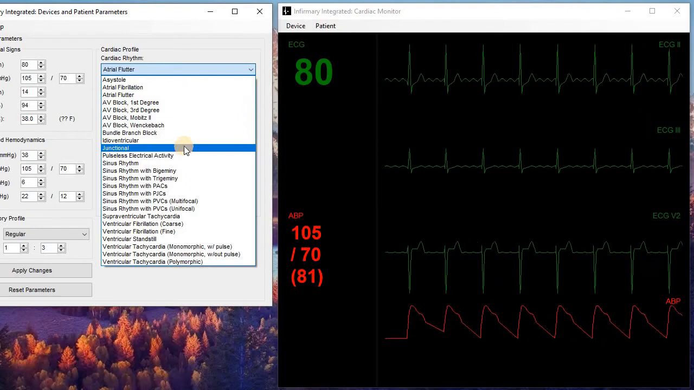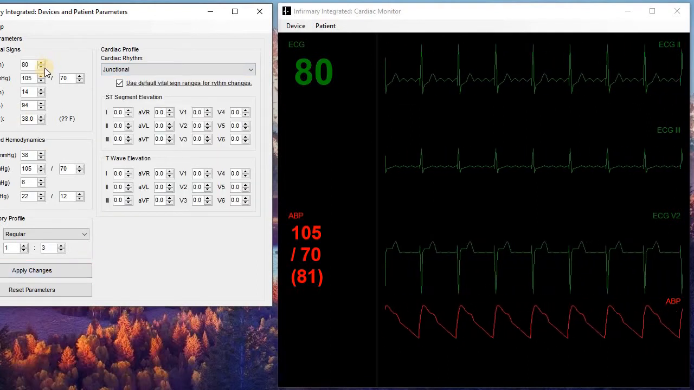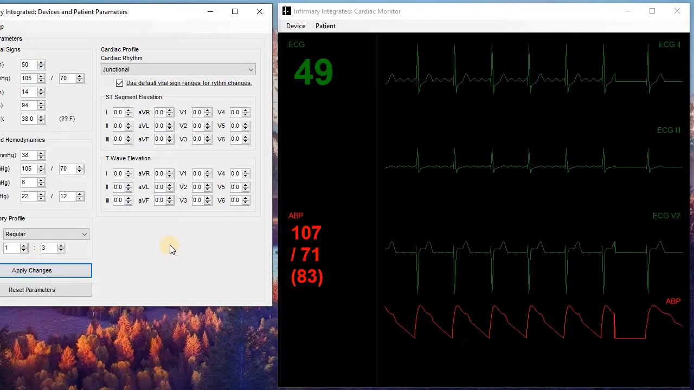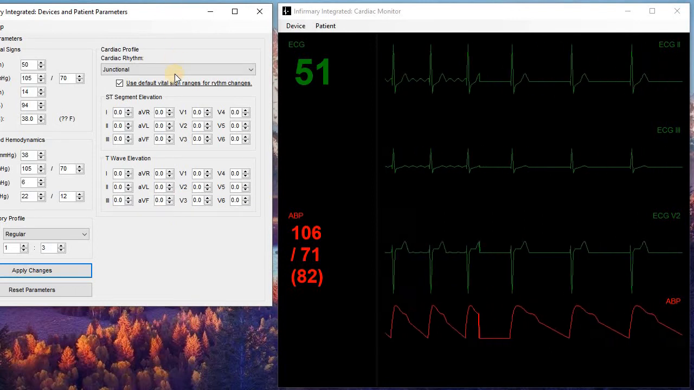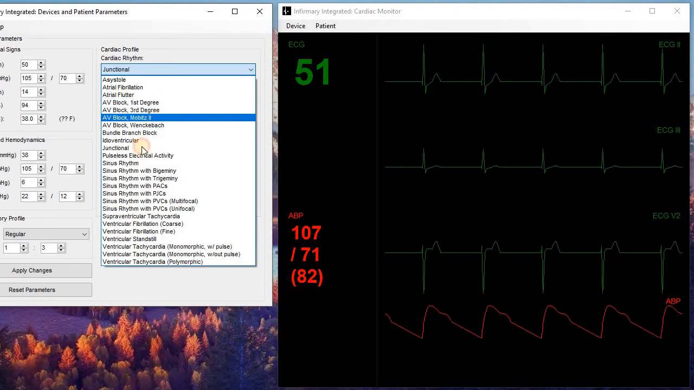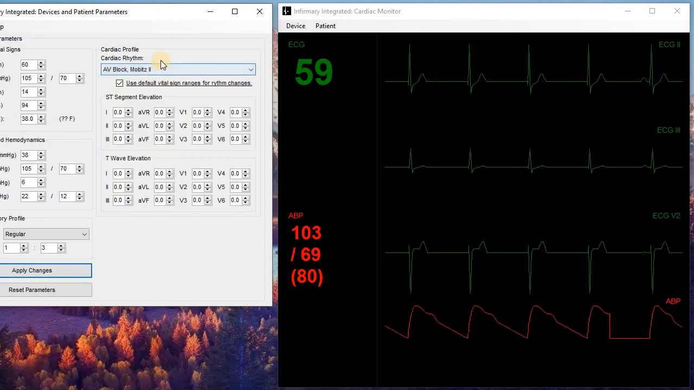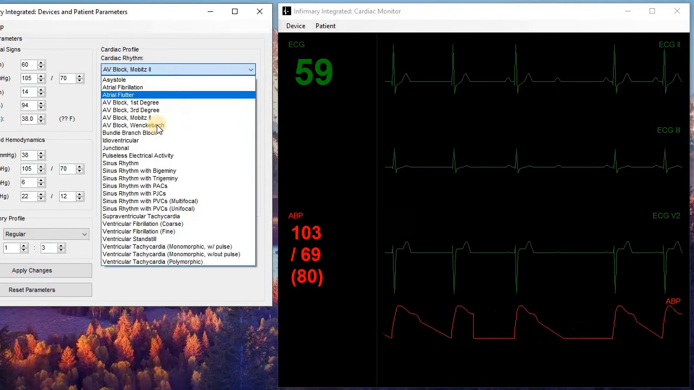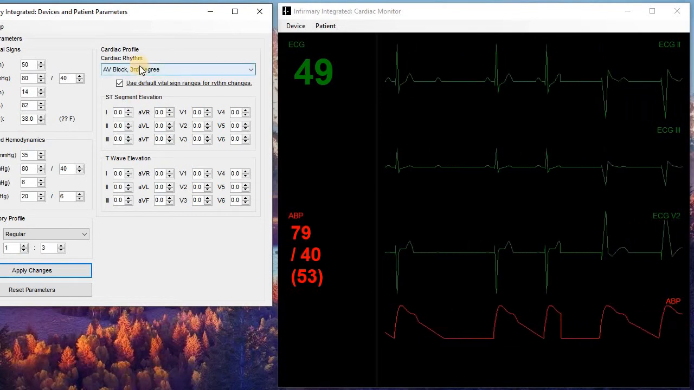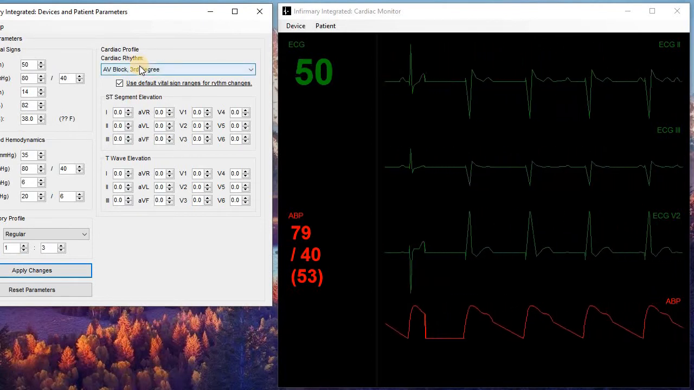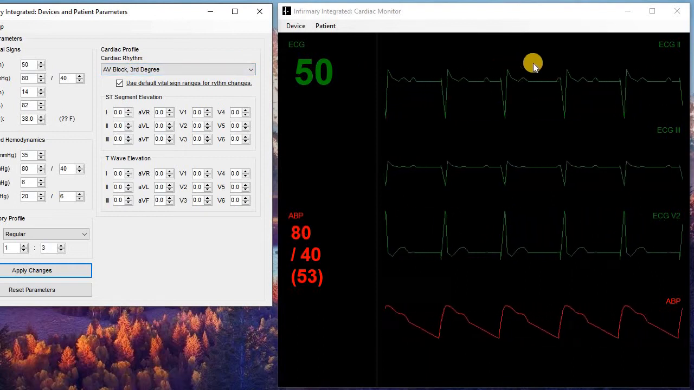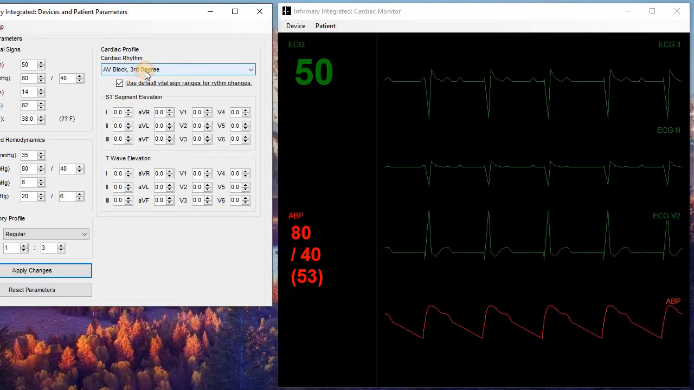We have junctional rhythms. So I can pull up, this will be an accelerated junctional, but there is regular junctional rhythm. And AV blocks, so first degree, Mobitz type 2, Wenckebach type 1, and third degree. And as you can see, third degree triggers a ventricular beat instead of a typical atrial beat.